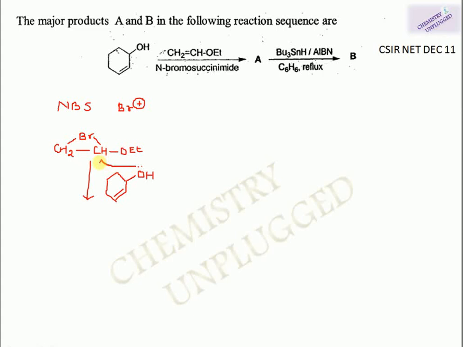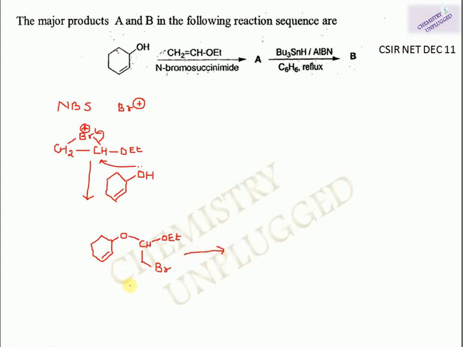It has positive charge, so this bond will shift on bromine. We have this structure, so always remember this. In case of NBS, when we have alcohol, then the alcohol will attack on the more hindered side of the alkene. So this will be the product A.